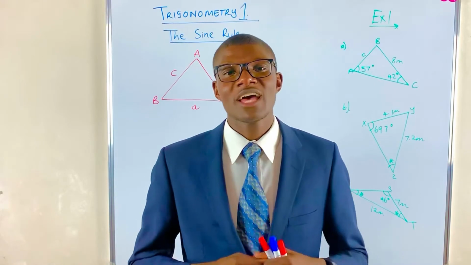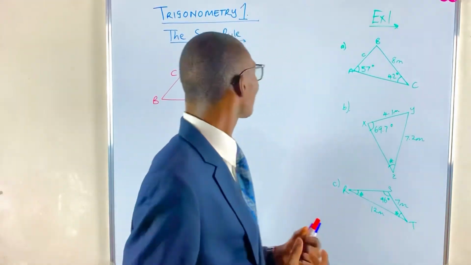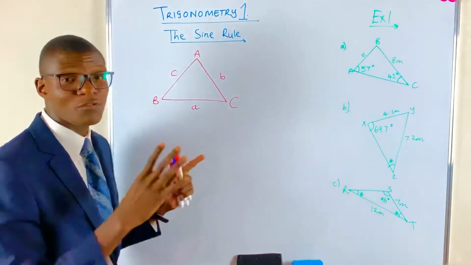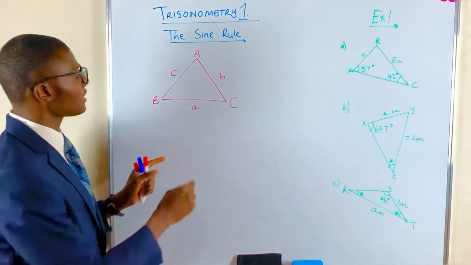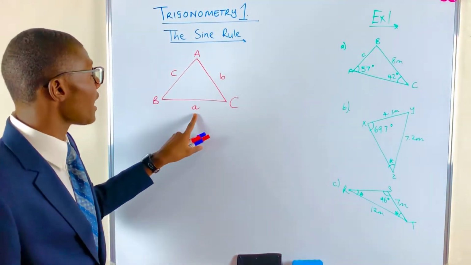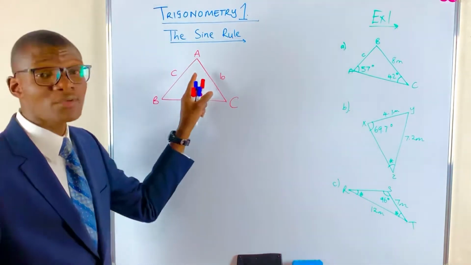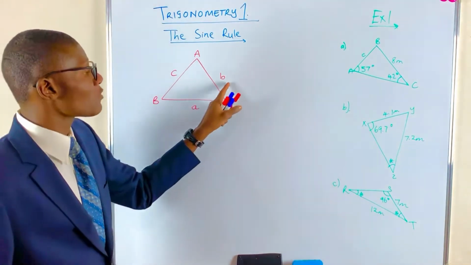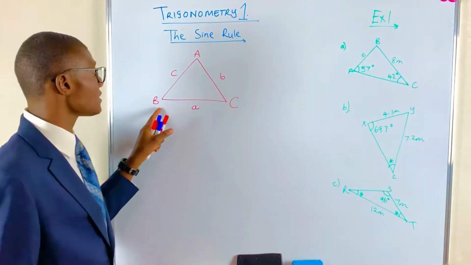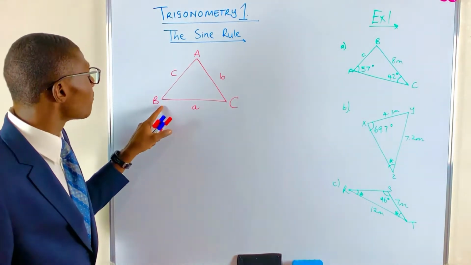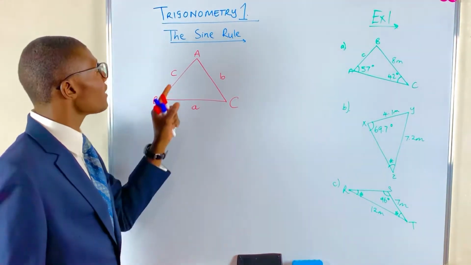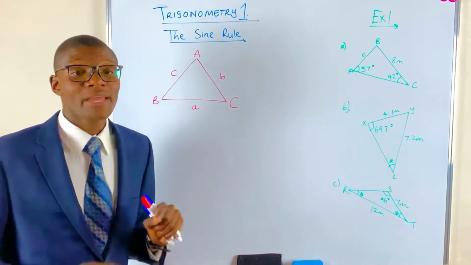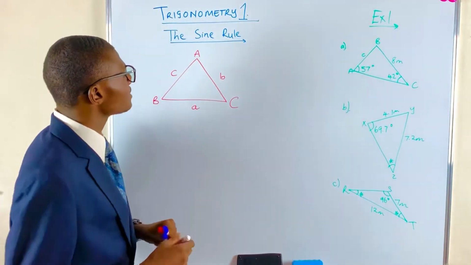Today we're going to talk about the sine rule, and to do that we're going to study how this triangle has been labeled. There's a convention that we use. We say that this side marked by small letter A is the side that is opposite the angle marked by capital letter A. And then this side marked by small letter B is the side that is opposite the angle marked by capital letter B. And then this side marked by small letter C is the side that is opposite the angle marked by capital letter C.